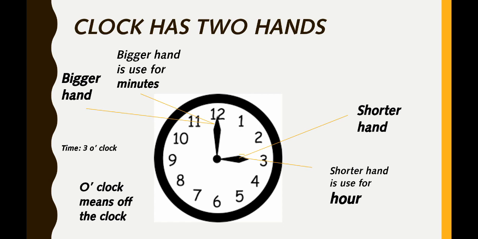I'm going to repeat my words: every clock has two hands, bigger hand and the shorter hand. The bigger hand is used for minutes and the shorter hand is used for hour. As you can see, the bigger hand is on 12 and the smaller or shorter hand is on 3. So when the bigger hand is on 12 and the shorter hand is on number 3, the time will be 3 o'clock.